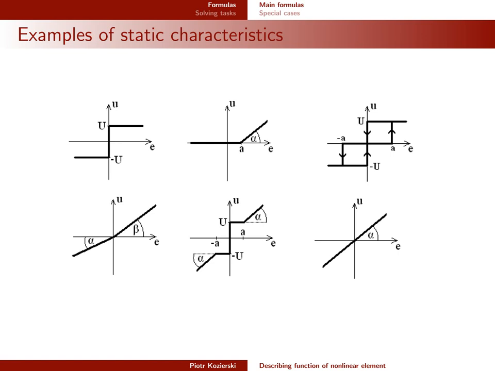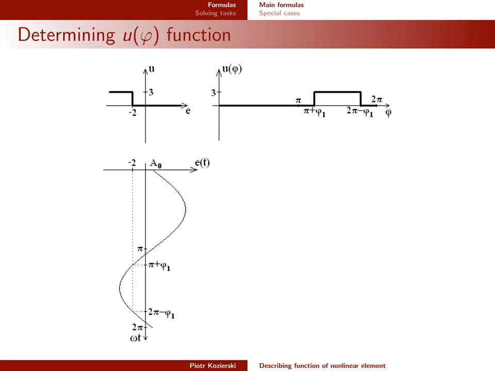The third characteristic has hysteresis, whereas the last of the static characteristics is the characteristic of a linear object, specifically a proportional object with a gain equal to tangent of alpha. In the formulas shown earlier, it is necessary to calculate the integral of the function u of phi. This is the function on the right, and it is for the static characteristic presented in the upper left corner. The sign at the bottom represents a sine function passing through a nonlinear element.